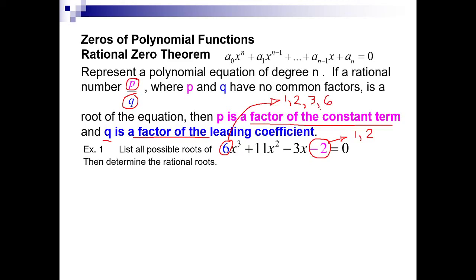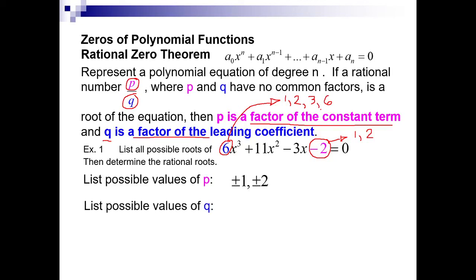So, let's proceed. Determine the rational roots. First, determine p. We already know the values of p, section Ruby. What are the values of p? Factors of the constant term: 1 and 2. And it is possible to have positive 1 and negative 1. Same thing with the number 2, it's possible to have positive 2 and negative 2. That is your p value. What about the value of q? It's also possible to have positive and negative 1, positive and negative 2, positive and negative 3, positive and negative 6. Now, how do you get the possible roots?